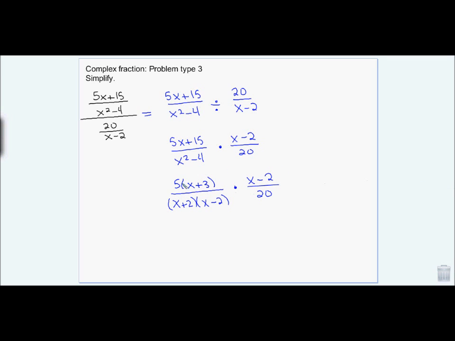Now, as you can see, I have x minus 2 and x minus 2. Those will cancel each other out. And here I have 5 and 20. Well, 5 goes into 20 4 times. So what I'm left with in my numerator is x plus 3. And in my denominator, I have 4 times x plus 2. And that is my final answer.